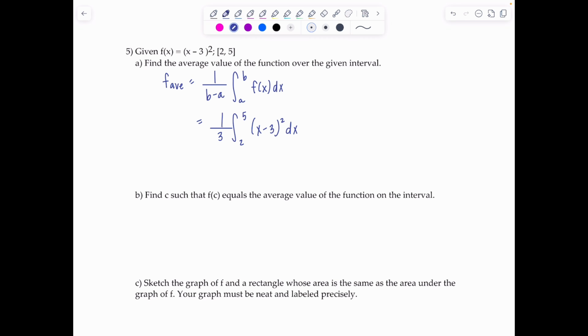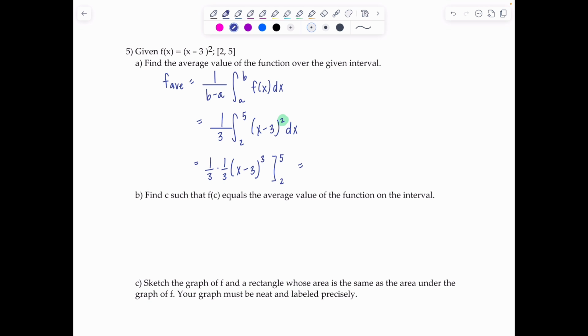Now don't multiply this out. It's so much easier to integrate if you just leave it factored as (x minus 3) quantity squared. You don't even need to use substitution because there's no coefficient in front of the variable x. So this will be 1/3. The antiderivative of something squared is that something cubed, and then I need a 1/3 in front, evaluated from 2 to 5. That's how to integrate like a boss.